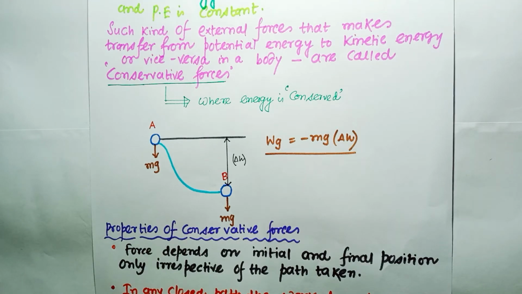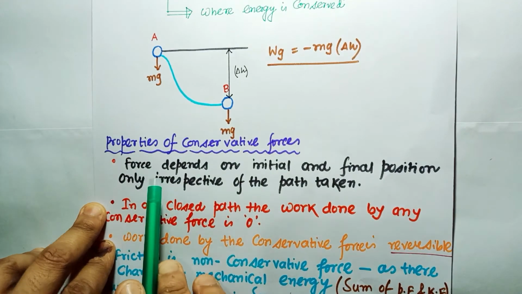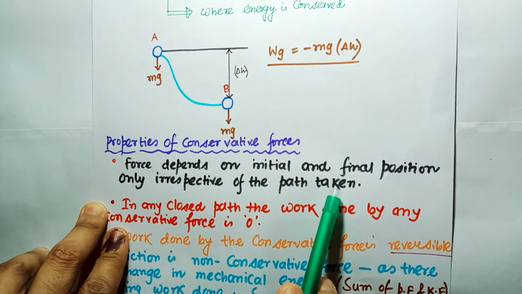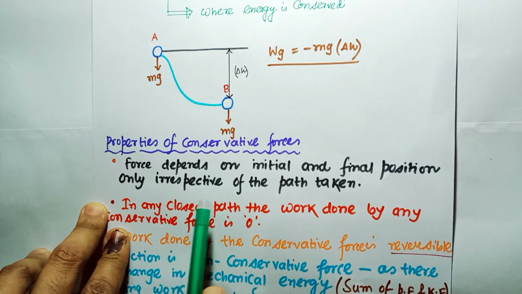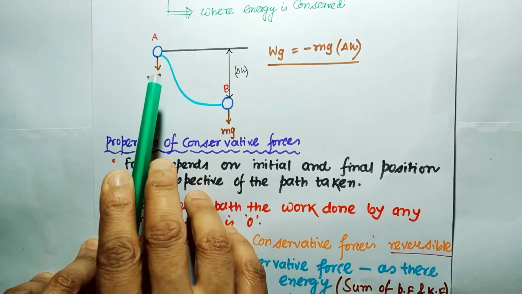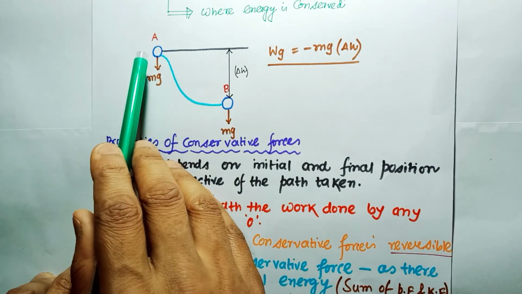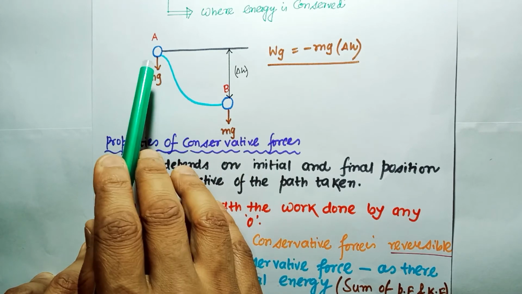So let's discuss some properties of the conservative forces. So what are the properties of the conservative forces? The work done depends on initial and final position only, irrespective of the path taken. I have already discussed that it depends on the initial and the final position, which are A and B, irrespective of the path I have taken the ball from A to B.